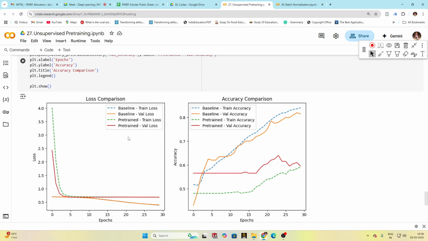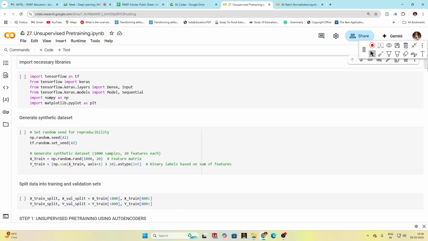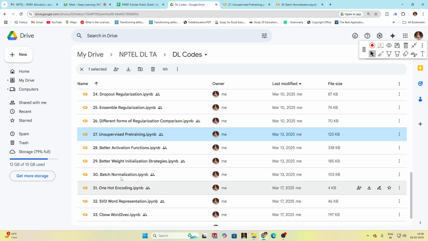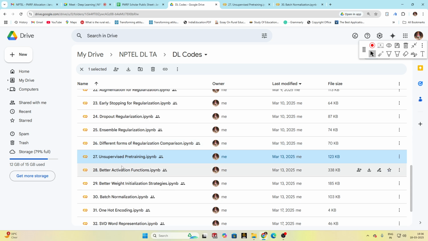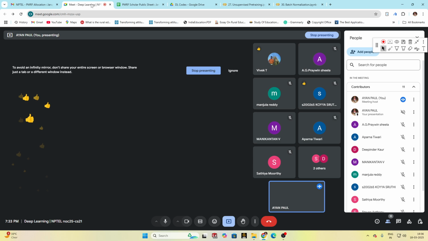You can copy these codes to your drive and run them on your own. I have given you all the codes like this, including better activation functions and better weight initialization strategies. You can open the codes and see the results, or copy the code and run it to see the results.